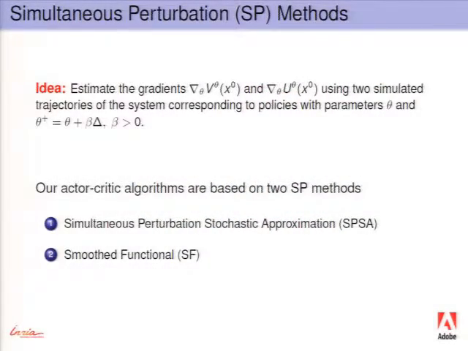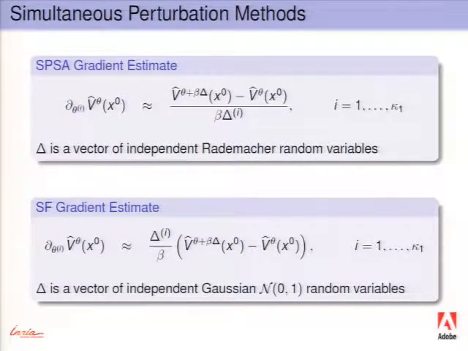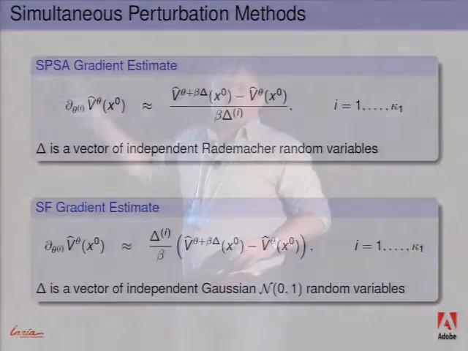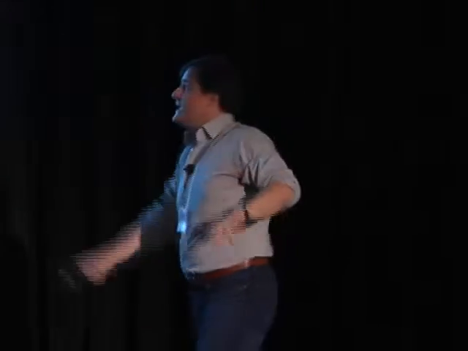So we look at simultaneous perturbation methods, which are very elegant techniques to estimate the gradient of a function using two simulated trajectories of the system, one using the current parameter theta, the other using the perturbed parameter, theta plus beta delta. Beta is a scalar. Delta is a vector of independent random variables. If these random variables are Rademacher, it's simultaneous perturbation stochastic approximation, SPSA. If it's Gaussian, it's a smoothed functional. The elegance of these methods comes from the fact that no matter the size of the gradient, only two trajectories are enough to estimate it.